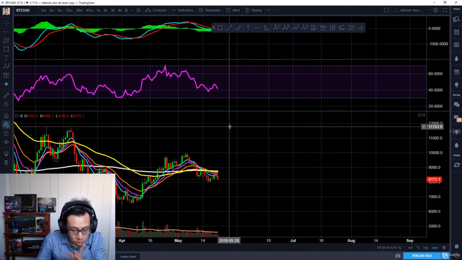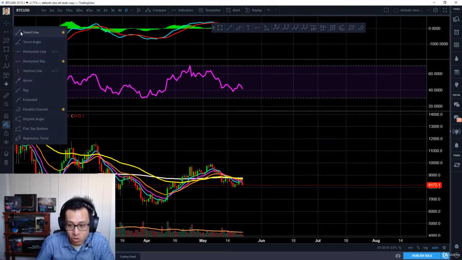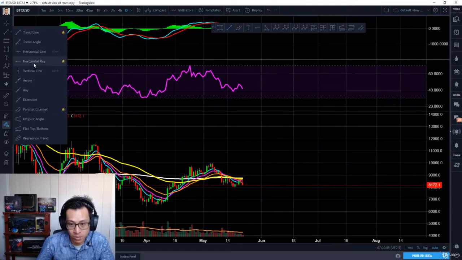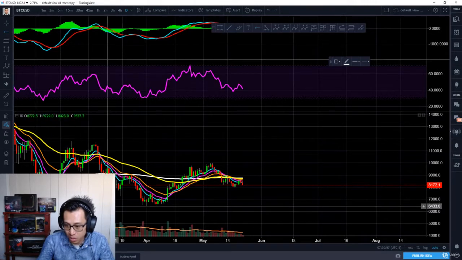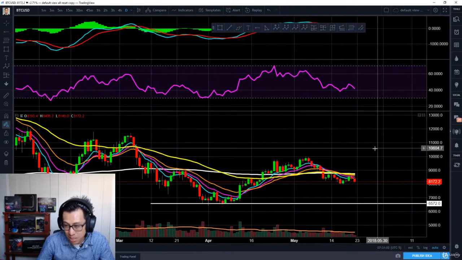So I also want to give you guys more examples of how we could have timed an entry. Notice right here, this is sideways action. No doubt this is sideways action right here. Candles are pretty much doing the exact same thing.